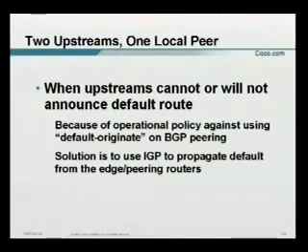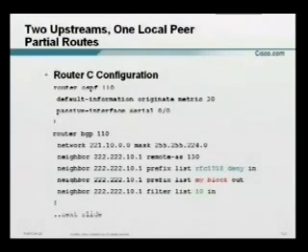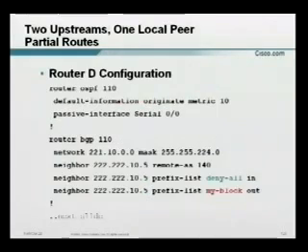Okay? And just to finish this off, when upstreams cannot or will not announce the default route because they've got some operational policy against using default originate in BGP, just use an IGP to propagate the default from the edge or peering router. Some ISPs won't do a default originate, which just can be a bit annoying. But that's not a problem. Just use your IGP to originate the default into the network. And I've just put in a quick example of how you might do it on IOS. It doesn't really matter.